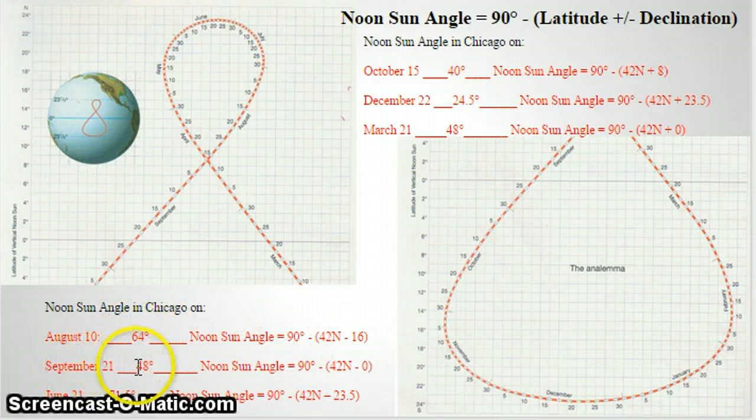On September 21st, this is actually at the equator. Where are we at? Right here, so roughly September 21st, 0. 42 minus 21 is 21. Let's see here, 42, yeah.